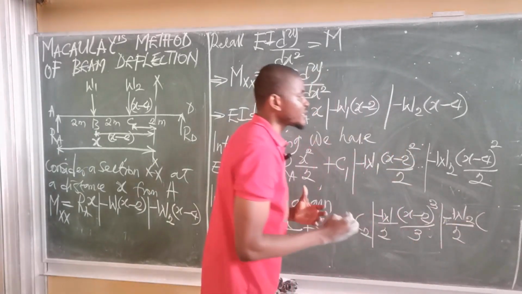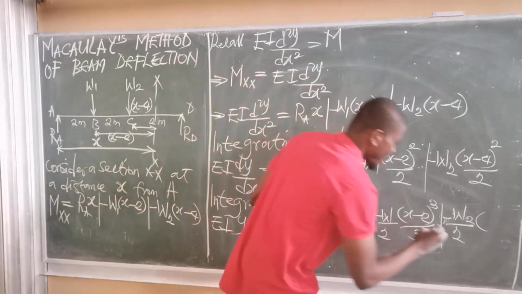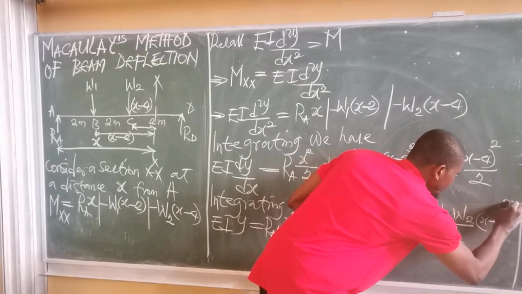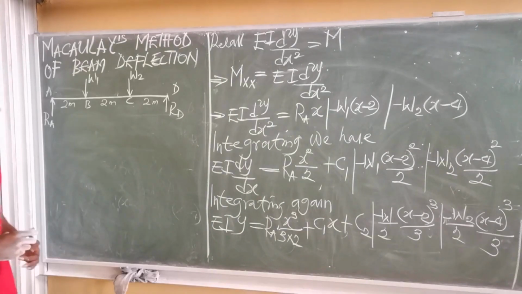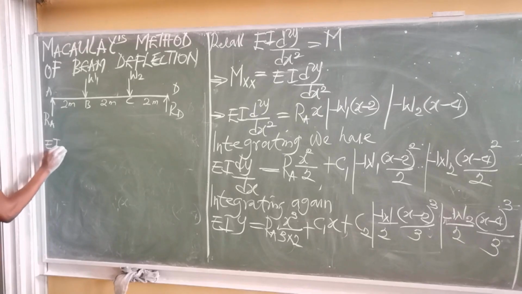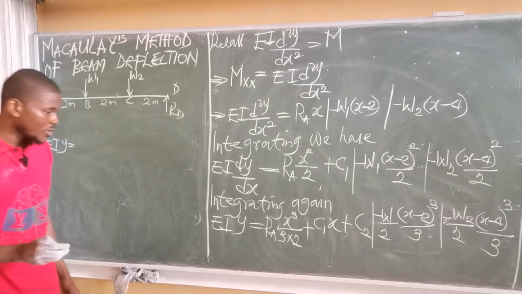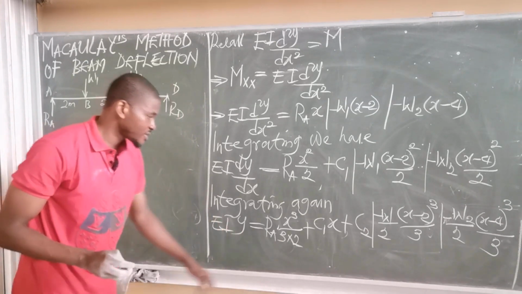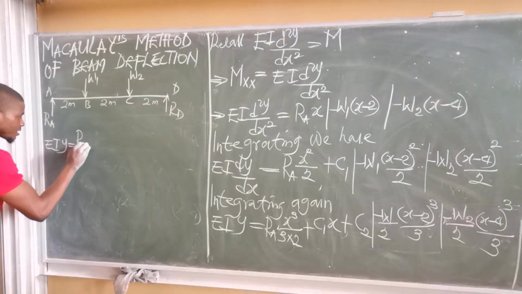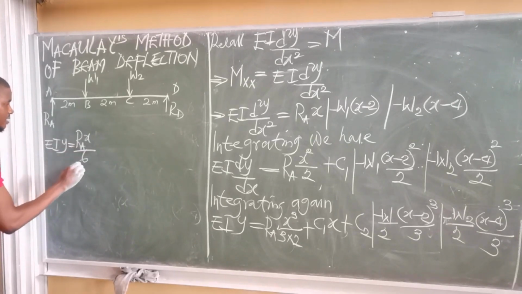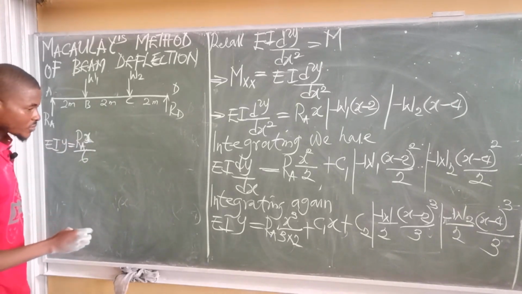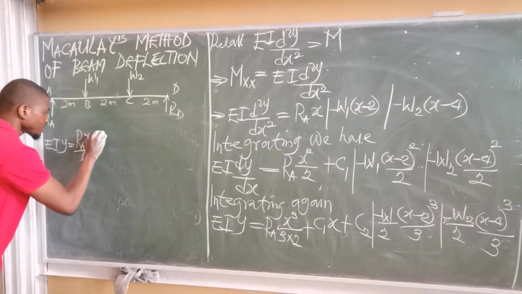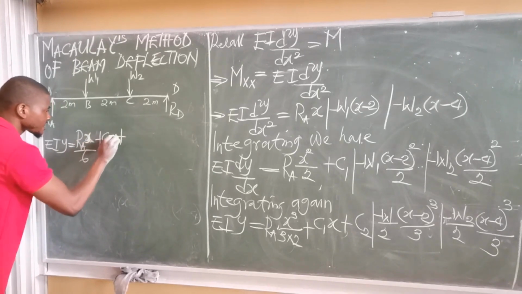Same thing now, if I integrate x minus 4 squared, I will still have x minus 4 all cube all over 3. So I have this. Okay, so if I write this equation now, I will simply have EIY simply equal to, of course, 3 times 2 here gives me 6. So I'll simply have RAX all over 6, plus C1X, plus C2.